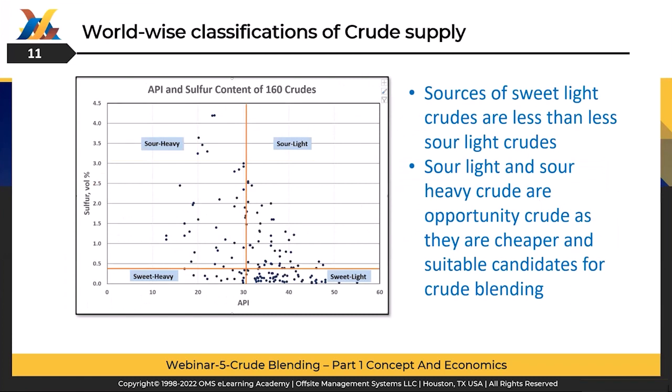If you look at the worldwide classification of crude supply, you can see the pattern is scattered all over the map: sour heavy, sour light, sweet heavy, and sweet light. You can see that the sources of sweet light are more clustered on the right side, and sour heavy is on the left. Now, it might indicate that we have a lot of resources and supply available for sweet light. It's not so, and that is why it's causing a problem for the refineries to meet the quality of their crude supply.